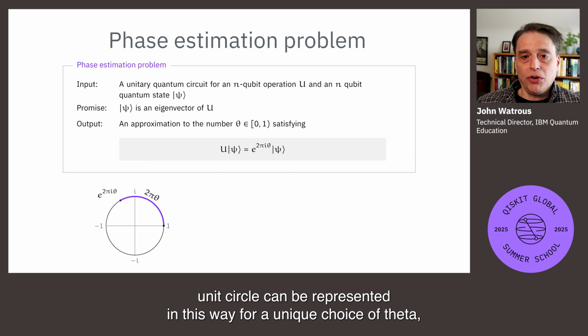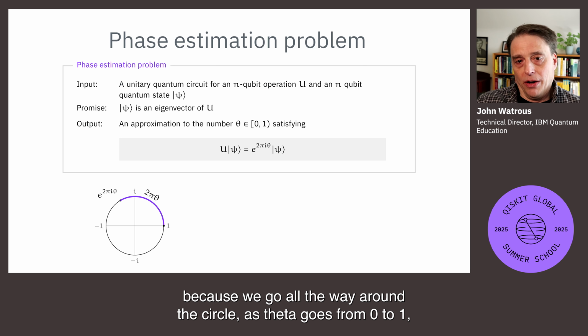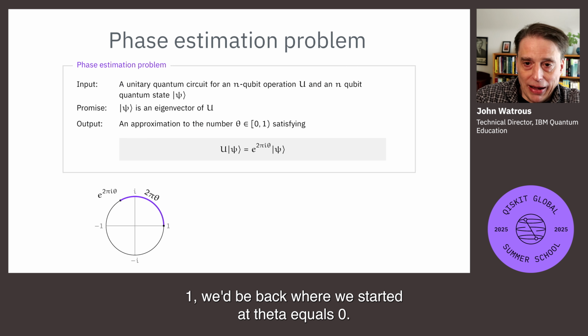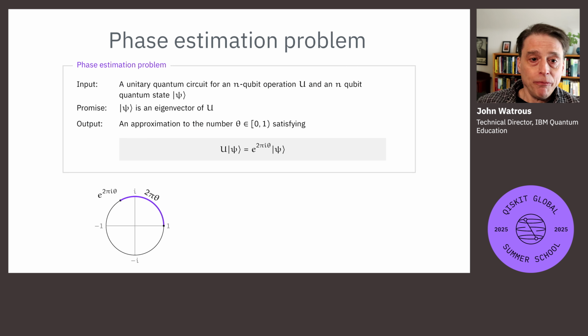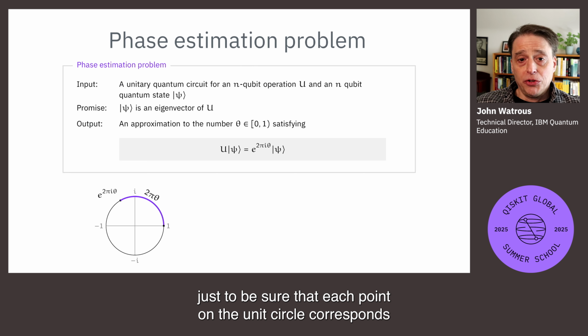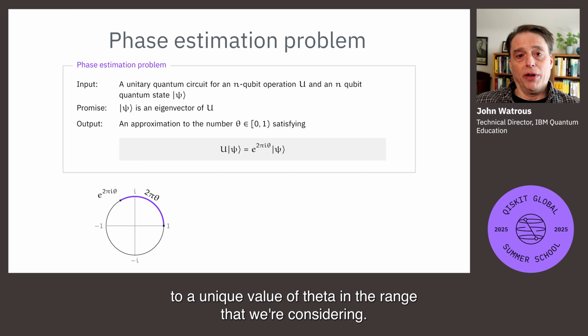Every point on the unit circle can be represented in this way for a unique choice of theta, and that's because we go all the way around the circle as theta goes from 0 to 1, and if we went all the way to theta equals 1, we'd be back where we started at theta equals 0, so that's why we include 0 but not 1. Just to be sure that each point on the unit circle corresponds to a unique value of theta in the range that we're considering.